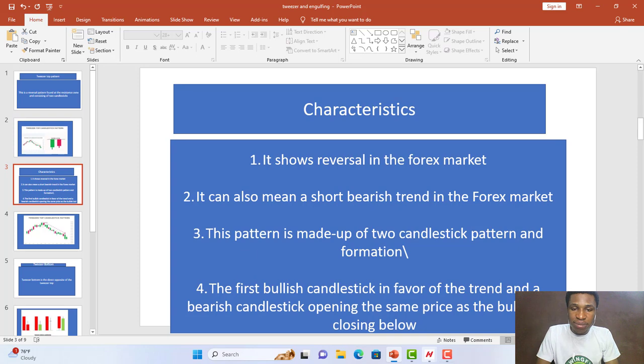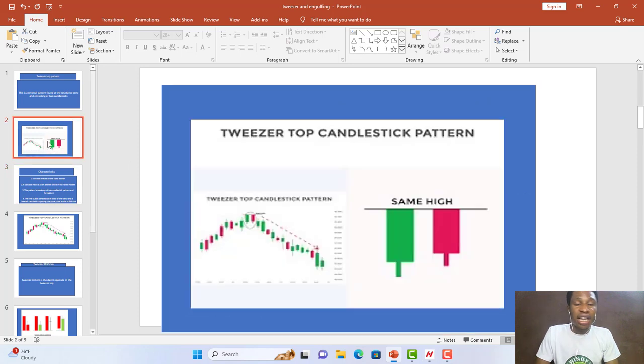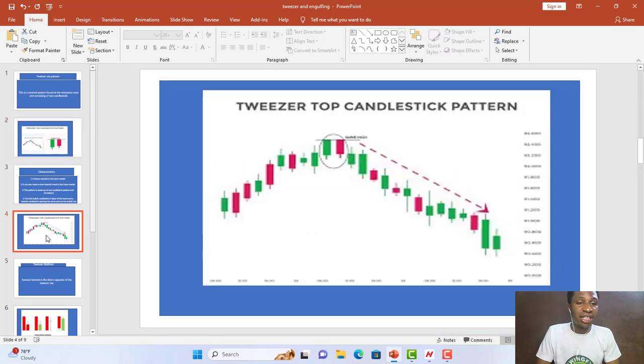So what does this mean? Now when you get to the chart here, you will find out that after the close of this bullish candlestick, the next one must open at the same price as the bullish one before closing below. So these are the characteristics. If it's there, it's there, and if it's not there, it's not there, right?